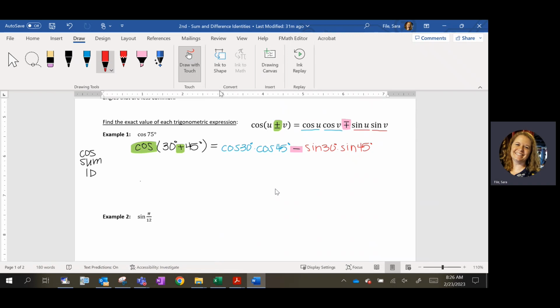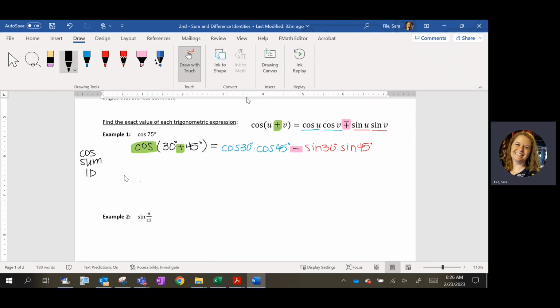So far, so good? It makes sense where everything's plugged in, how I wrote that? Okay, so you're just following the identity. You are not going to have to memorize this. You'll have this on a formula sheet. You just have to understand what gets plugged in where. Okay? So now I can evaluate this.